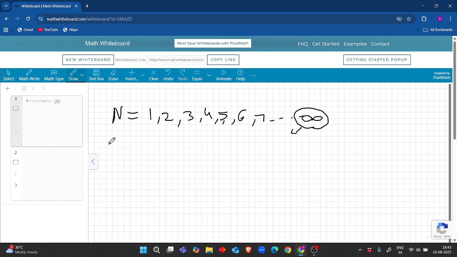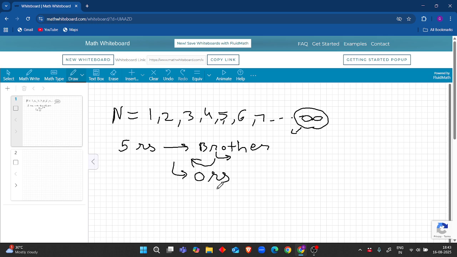Now take a situation in which I give 5 rupees to my brother. He goes to the shop, buys a 5 rupees chocolate and eats it. After he ate it, he came to me. I asked him how much money he has now. He says, I have 0 rupees. So 0 also exists in the world, but 0 is not under the natural numbers.